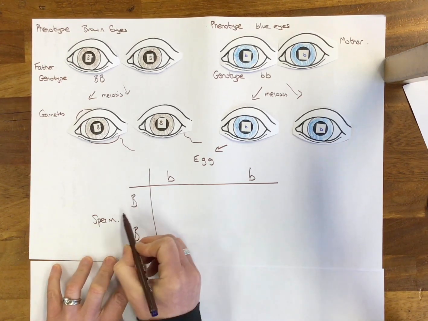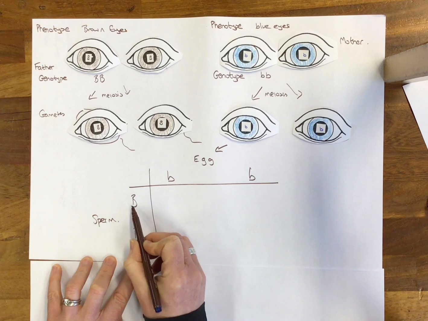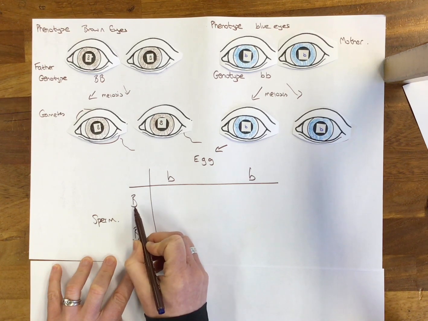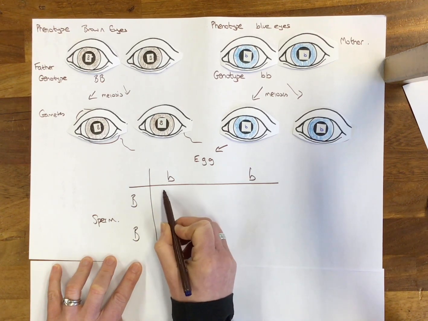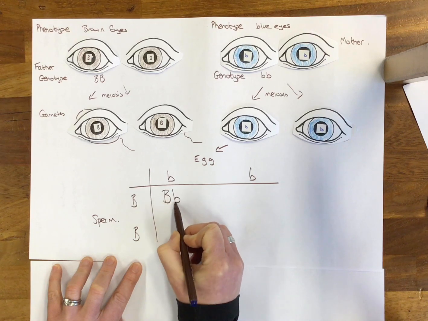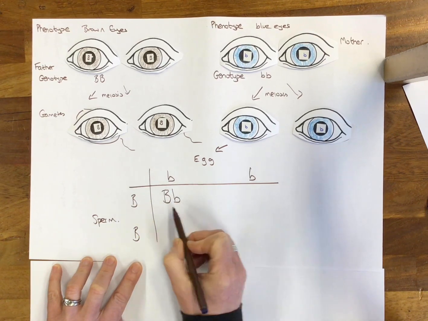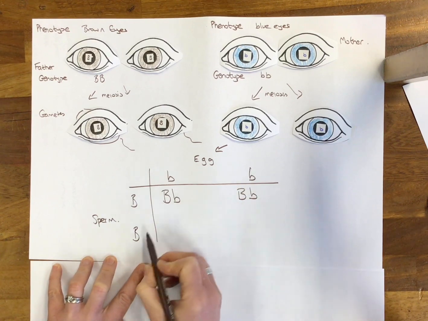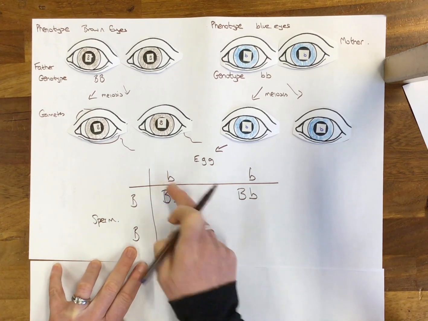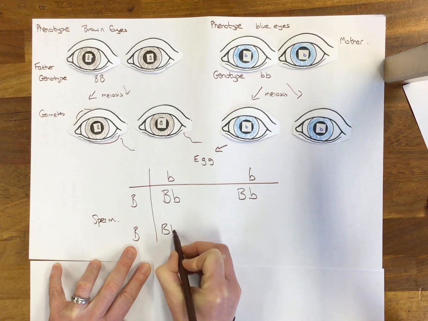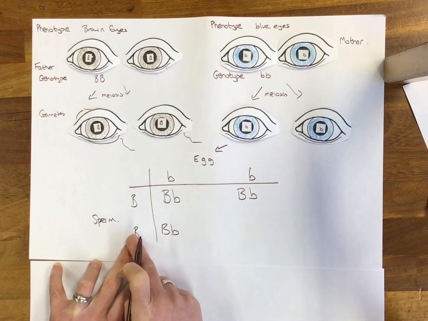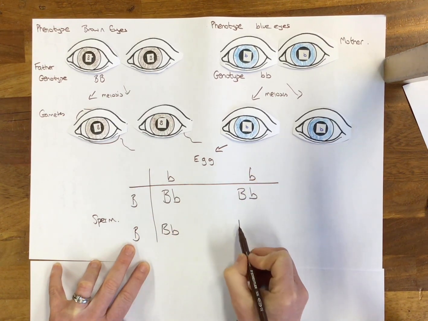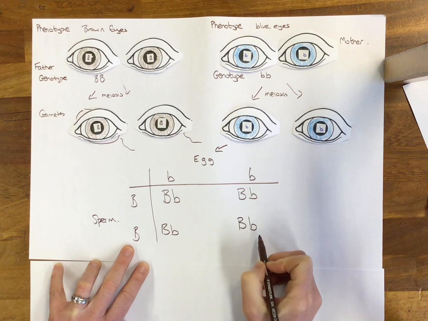So then you say, well, what's the chance of a big B sperm, a brown-eyed sperm, meeting a blue-eyed egg? And you just work out what the combinations will be. So B meeting with small b, so if that sperm was to meet with that egg, this would be what the combination would be. If this sperm was to meet with that egg, then it would be big B, small b. And if that sperm was to meet with that egg, it would be big B, small b.